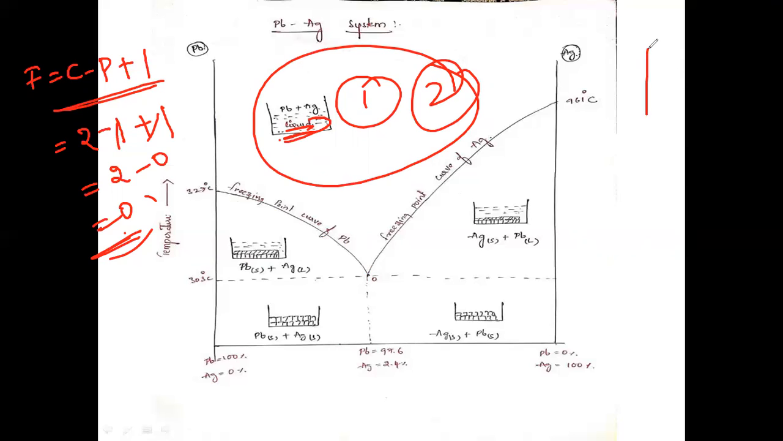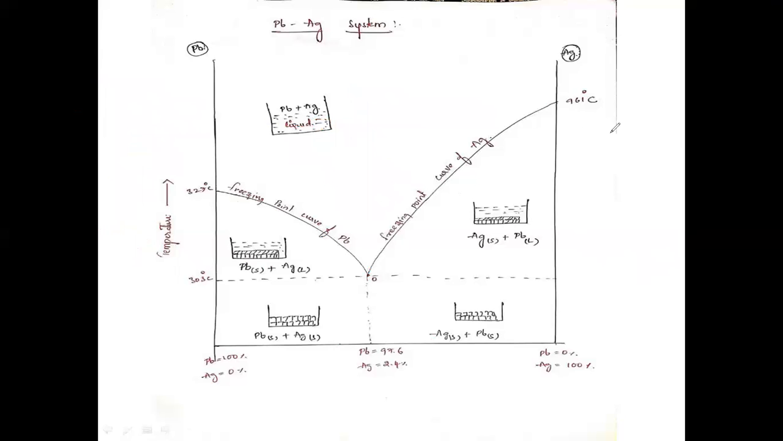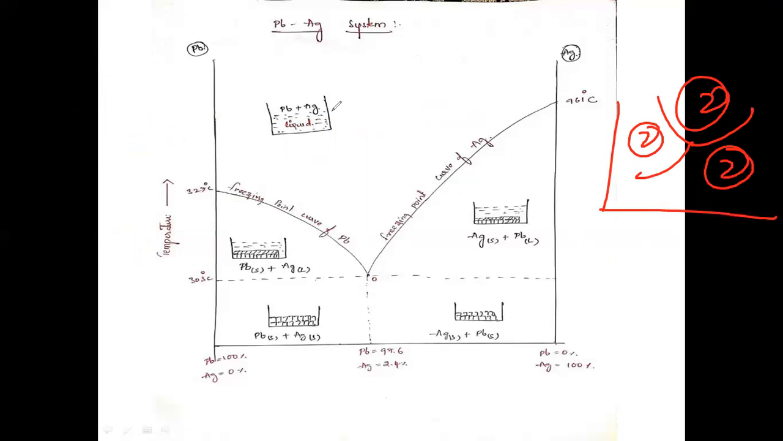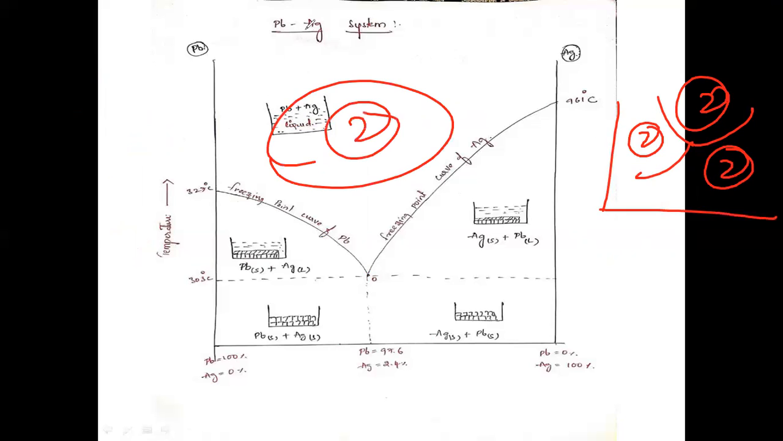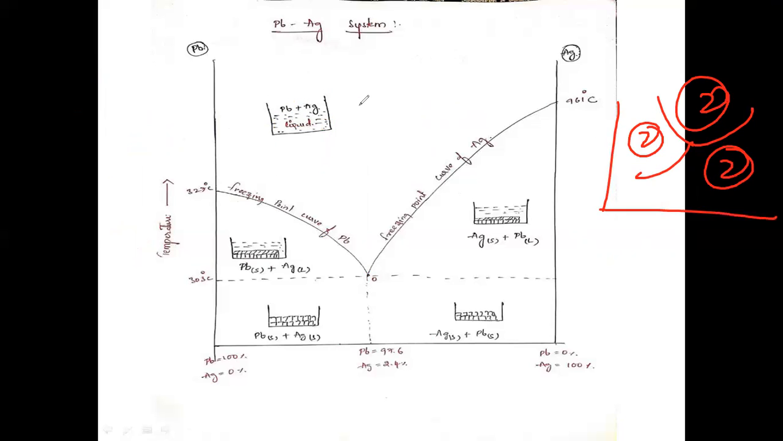So that you have already studied in a phase diagram also. You already saw the phase diagram, I also told you about this. In each area, the degrees of freedom is 2. In each area, the degrees of freedom is 2. Here also in this particular region, the degrees of freedom is 2 here.